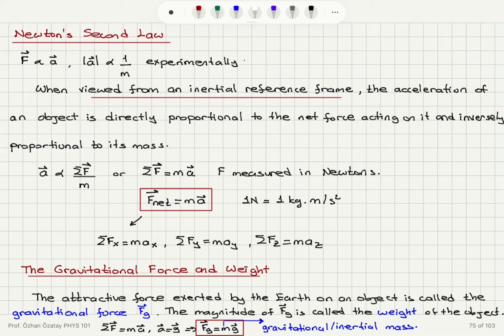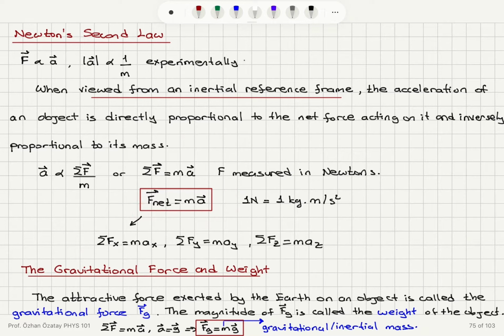This is experimentally known, so this can be written as the net force acting on the object is equal to its mass, inertia, times acceleration a. So the force defined this way is measured in newtons in SI units. 1 newton is 1 kilogram meter per second squared. Mass is measured in kilograms in SI units, and the net force is m times a.